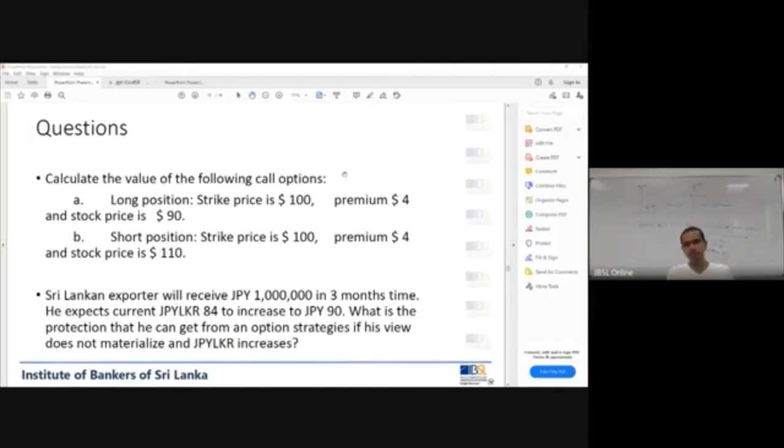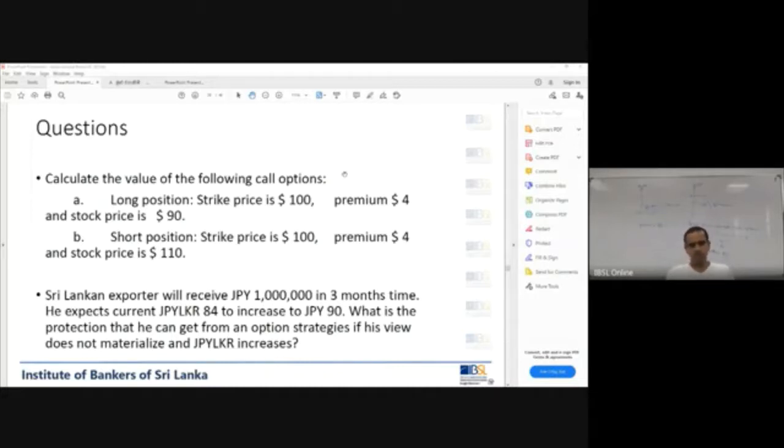So if the yen strengthens, why does he have to hedge? Because there is no guarantee that the exchange rate will actually move to 90. No one will know what the exchange rate is going to be. If it goes up, it's good, he's well off. But in case it comes down, what is he going to do?